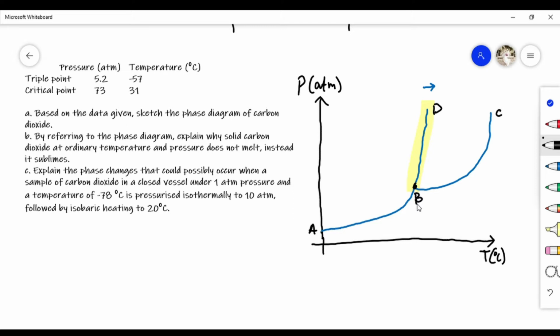So the point that triple point lies should be on temperature -57 and at the pressure of 5.2 atm. Okay, so this would be our triple point. Okay, nanti kita akan labelkan dia. Kita akan buat legend dia lah satu-satu.